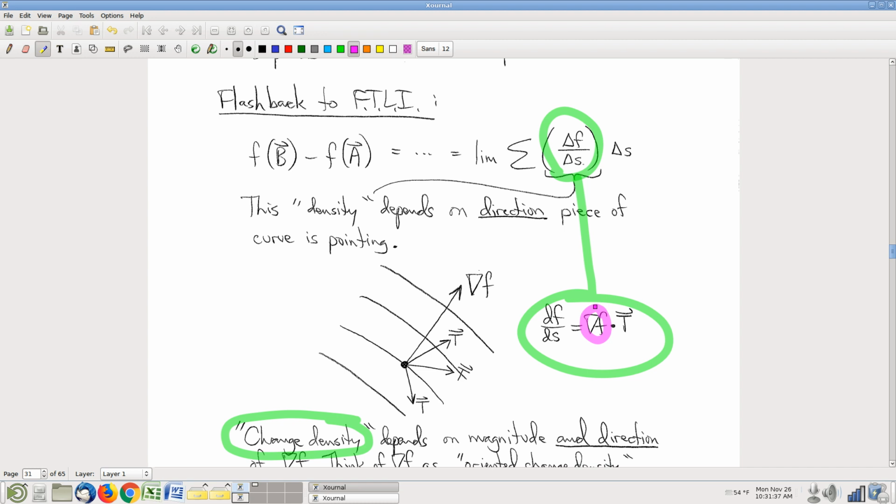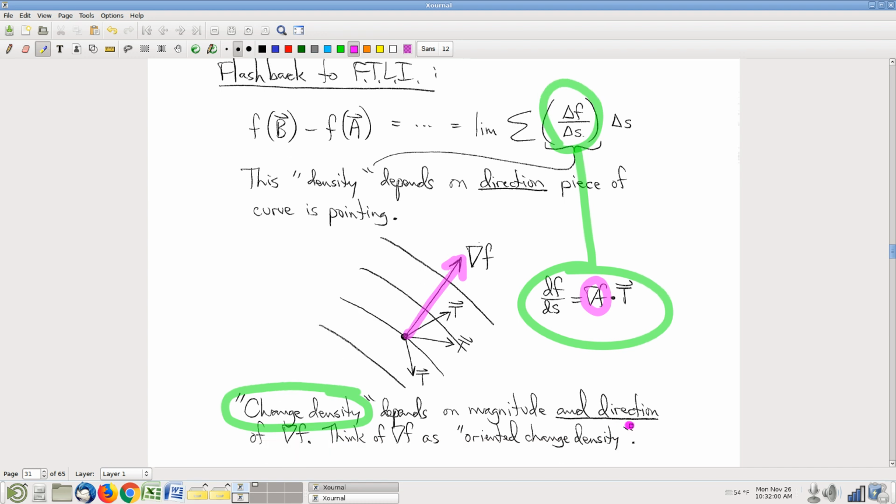Everybody on board? This is a little awkward, right? But okay, so that thing there, the gradient, is not the change density. There's a temptation to say that it's kind of less than change density. It doesn't give you all the information. I like to take a different point of view. I claim this gives you more than change density. This tells you two things. This is what I like to call an oriented change density.